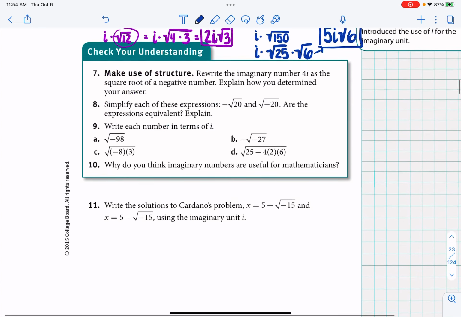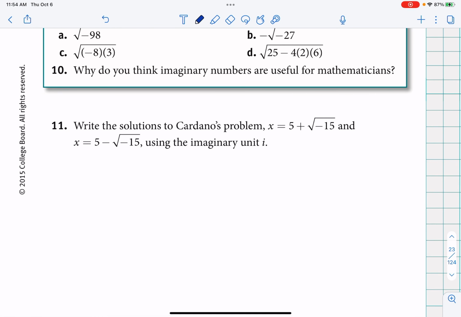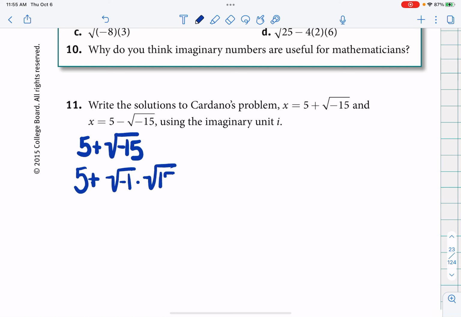So here's what we're going to do next. We're going to write the solutions to Cardano's problem using the imaginary unit. Let's start with that first one: 5 plus the square root of -15. Start off by simplifying the square root of -15. I'm going to carry everything else down. Square root of -15 is the square root of -1 times the square root of 15. So I would have 5 plus i times the square root of 15.